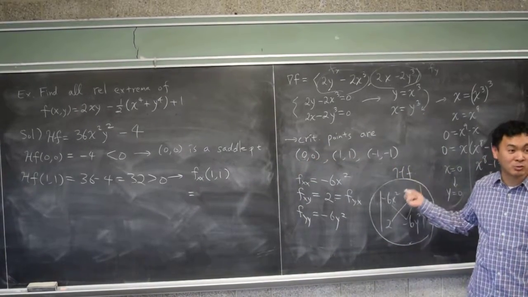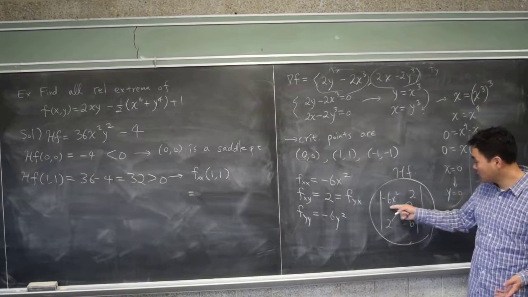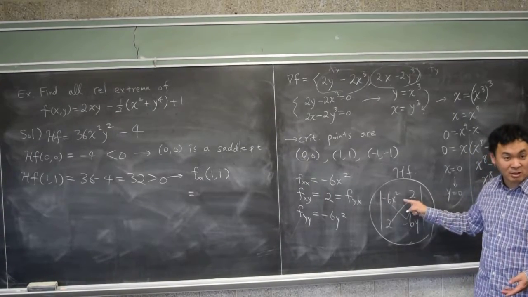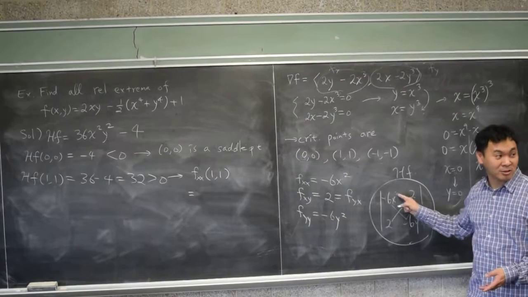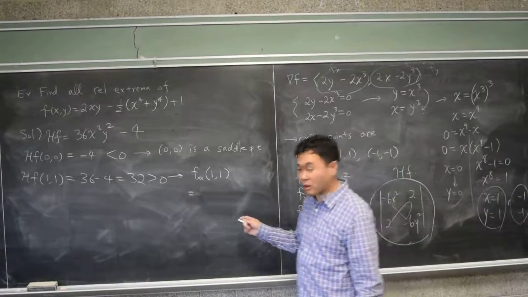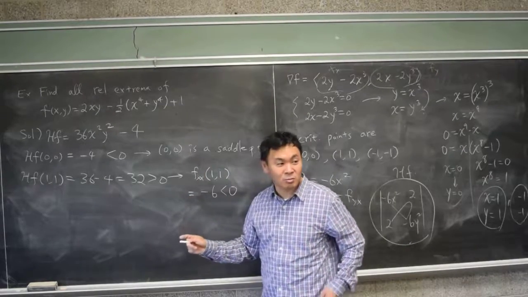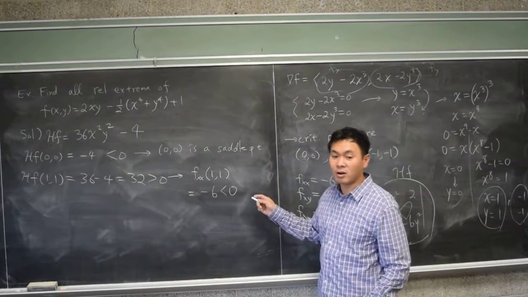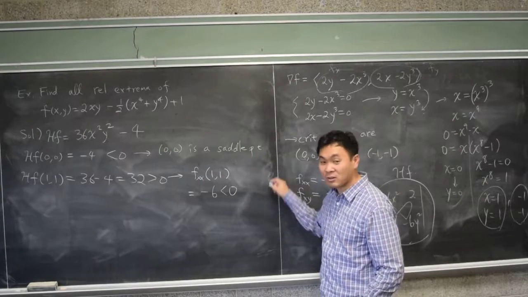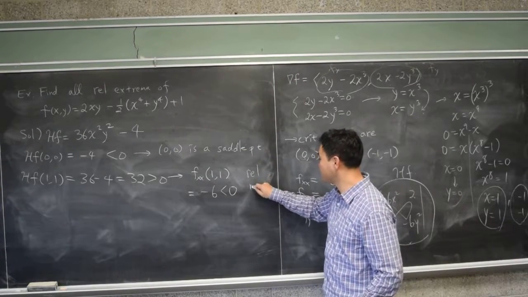So f_xx evaluated at 1, 1 means whenever you see x, you replace it by 1, and whenever you see y, you replace it by 1. But there's no y here, so you just replace x by 1. Sometimes you may have y in there too. Therefore, you get negative 6, which is negative. And therefore, in this case, what do we have? A relative maximum. It's a frowning face, so it's a relative max.